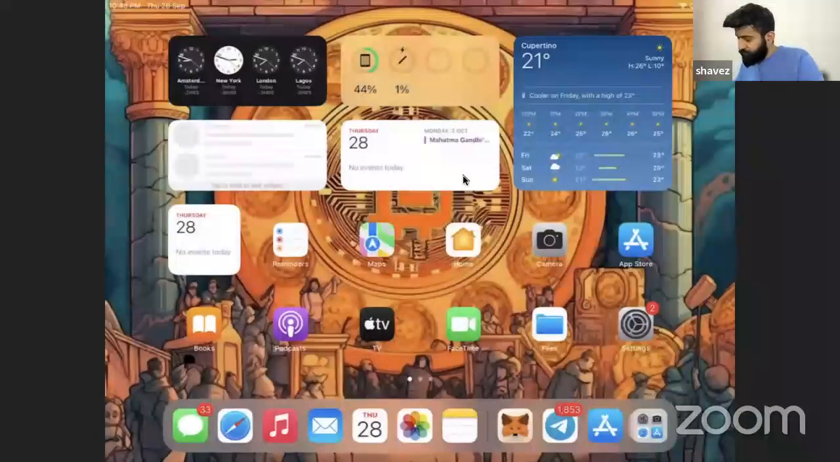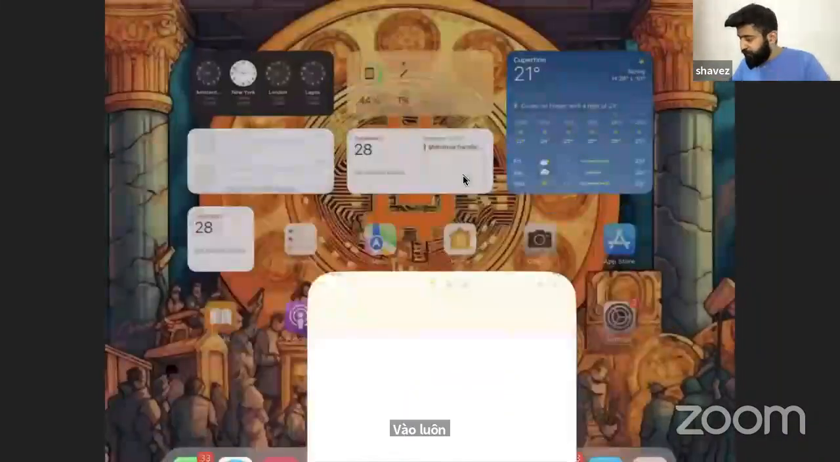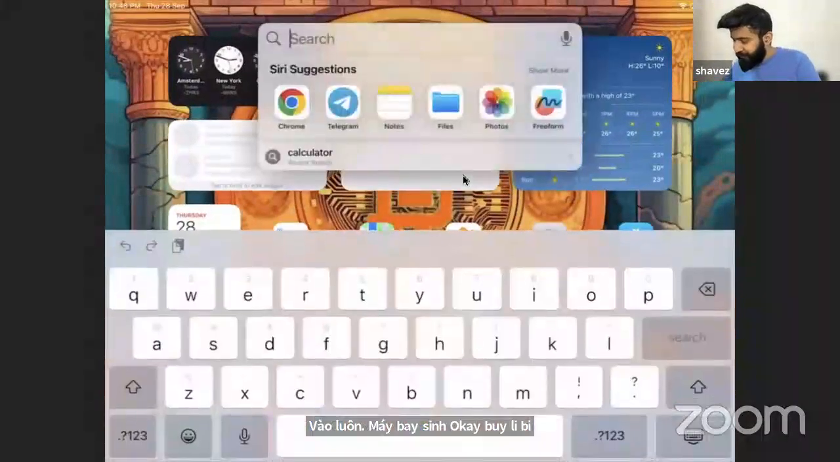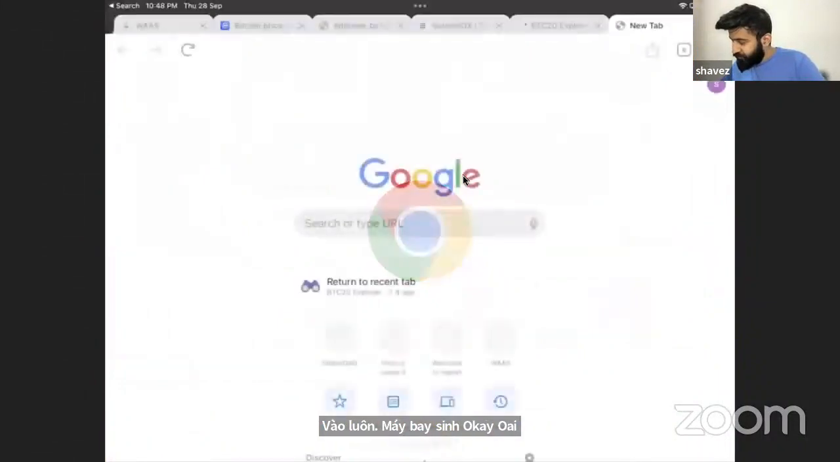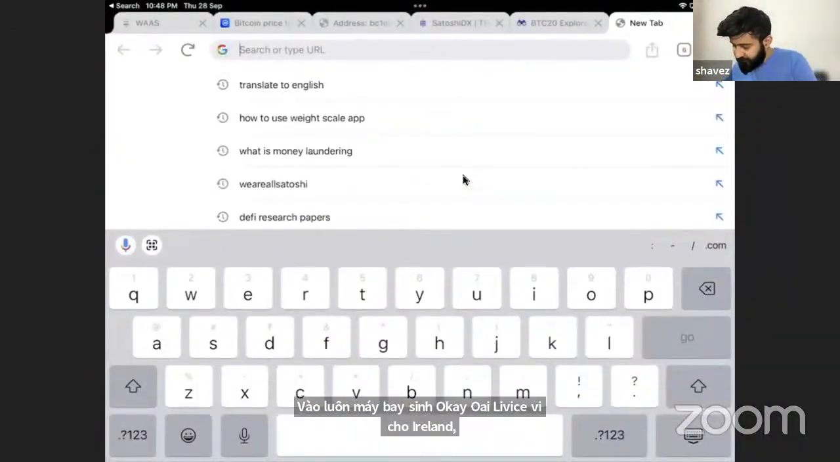Oh no, my pencil. Okay. While it's being charged, I will show the swap, the DEX.